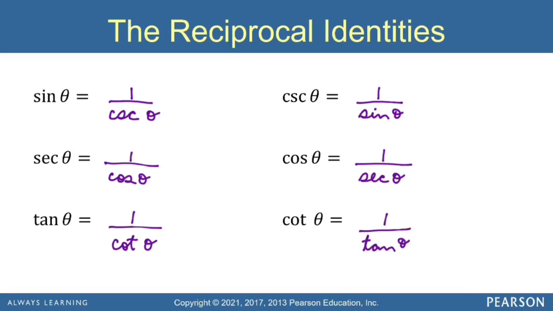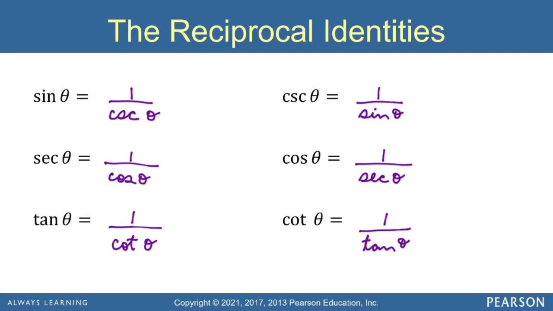Now in the past, we have used these identities many times to evaluate function values. So for example, if you knew that the tangent of theta was 3/4, then you knew that the cotangent of theta was the reciprocal of that, so you knew that the cotangent then would be 4/3. We're used to using these identities in that way, but now we're going to be using them to simplify expressions.